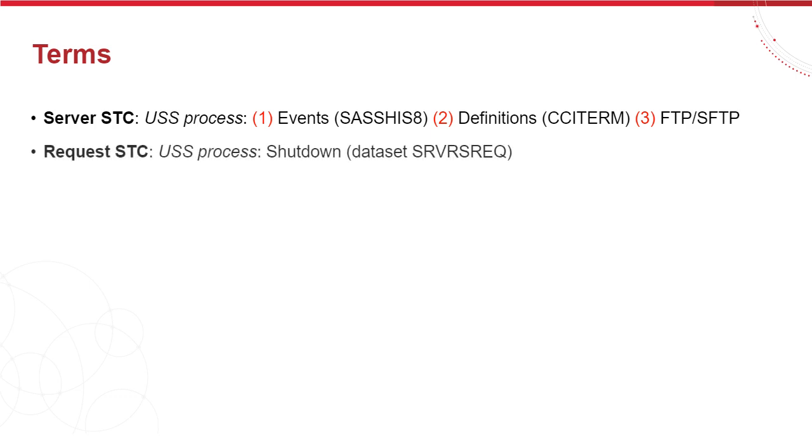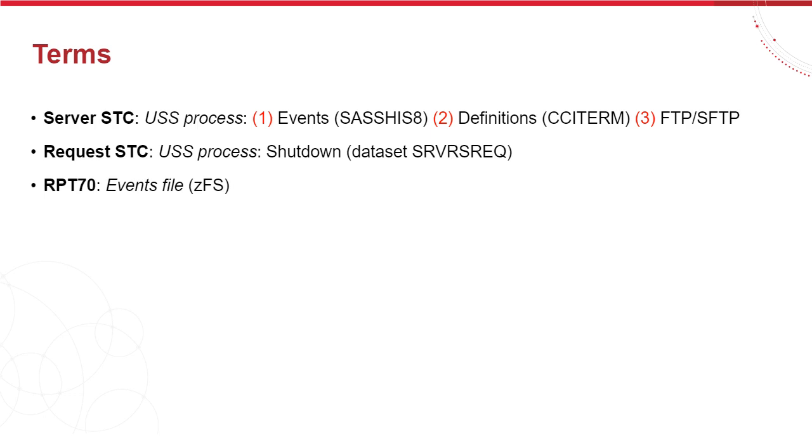Request STC is a transient process that handles the shutdown of the server STC. It does so by issuing a term request to the primary server. SRVR SREC is then updated with the CLSD code. The process starts, issues the code to the dataset, and then finishes.